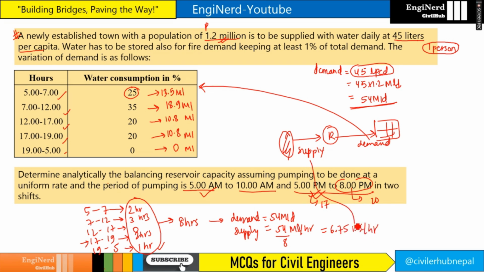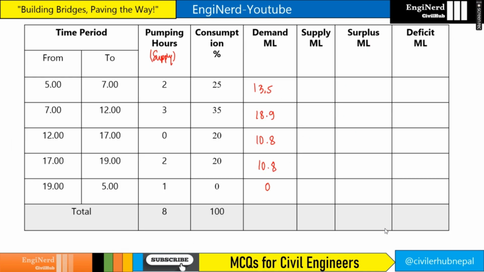So this is for the supply, and this is the time. Now let's multiply. So 6.75 into what? Time, right? So 6.75 into 2, the first one is 13.5, right? And for the second one, it will be 6.75 into 3, so it will be 20.25.